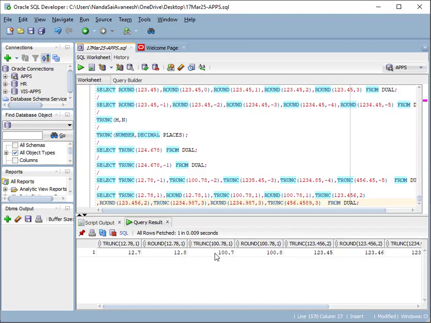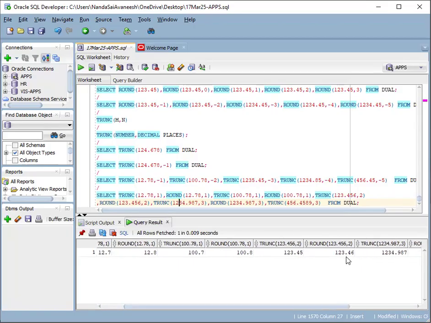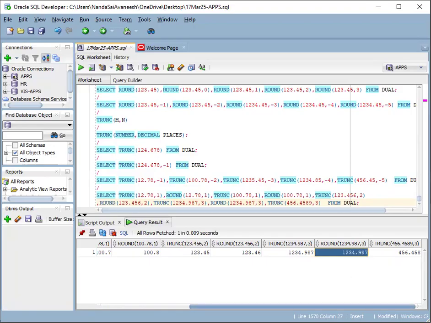Same way trunk of 100.78 comma 1 is 100.7. Round means it is making it 100.8. Here trunk of 123.45 comma 2 is 123.45, and round means 123.46 came. Same way 1234.987, here also same, round also. And the last one is 456.458.